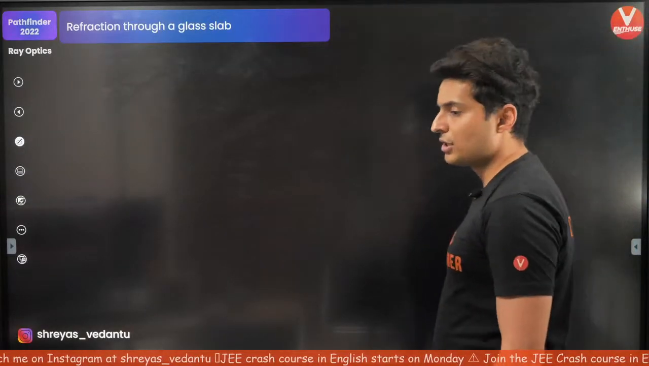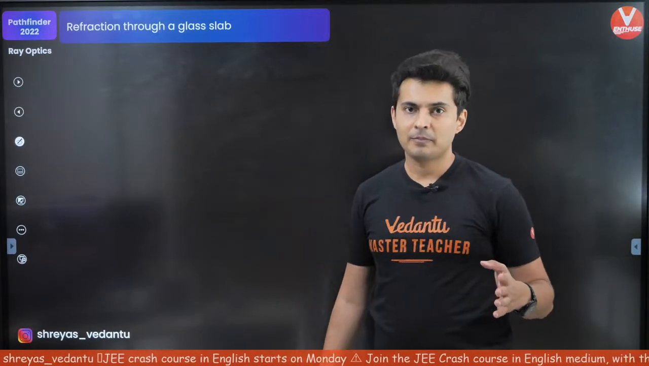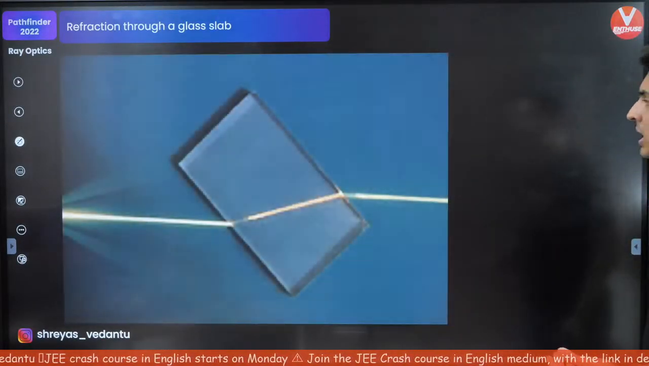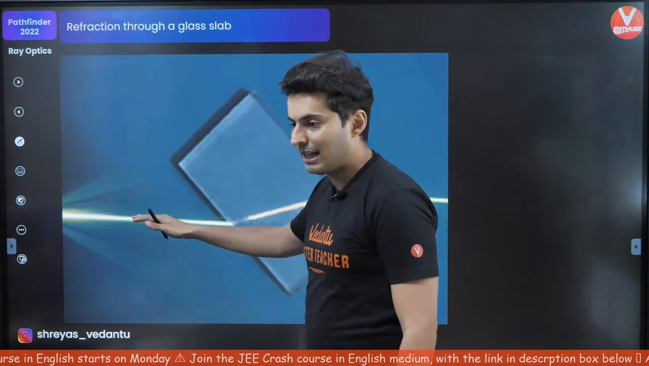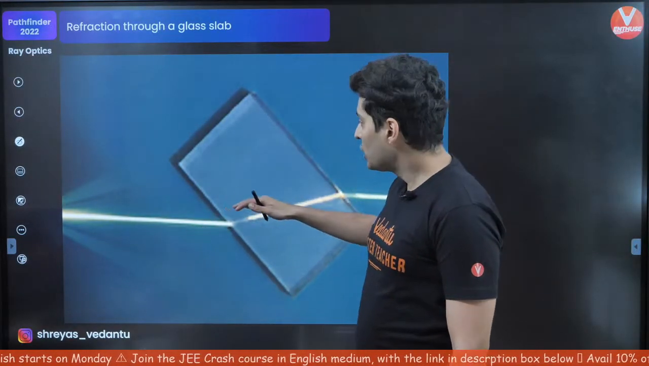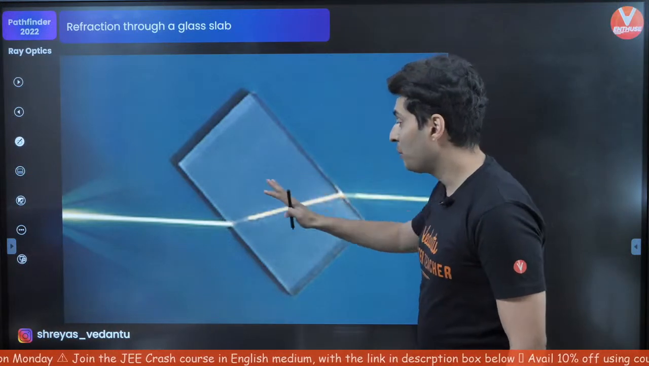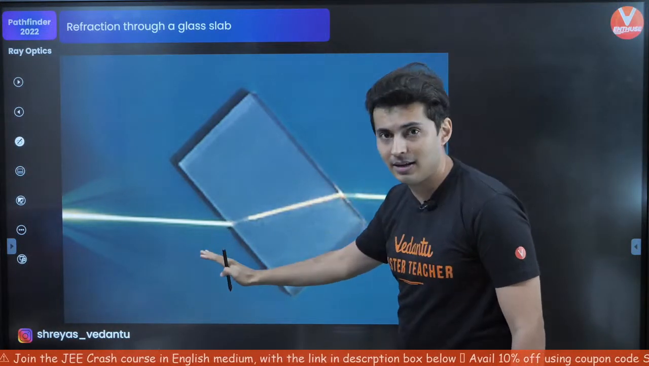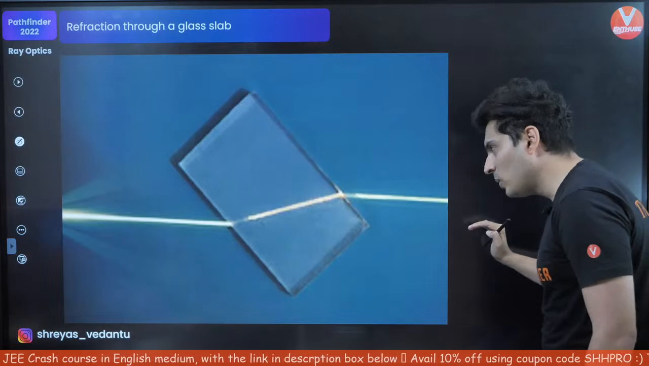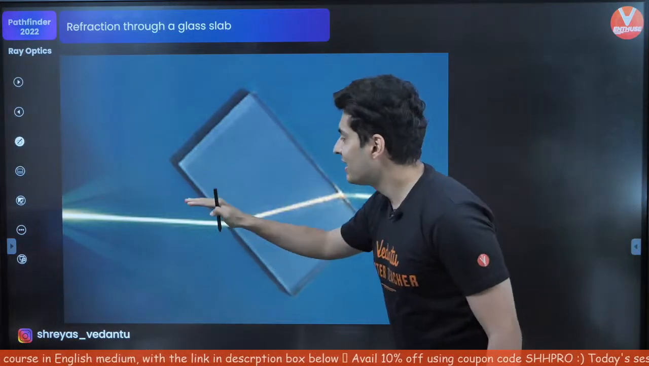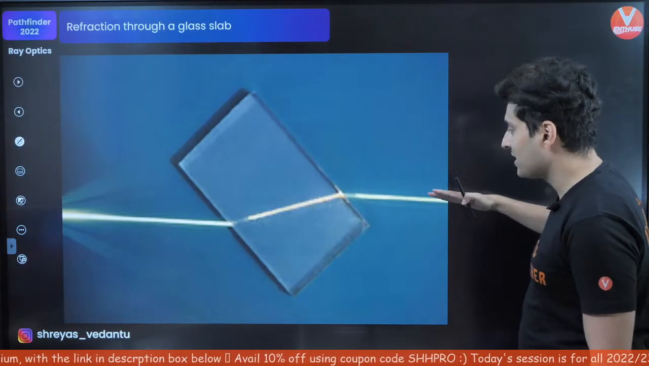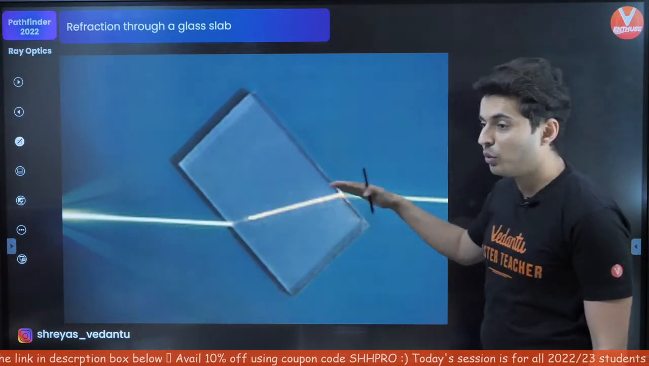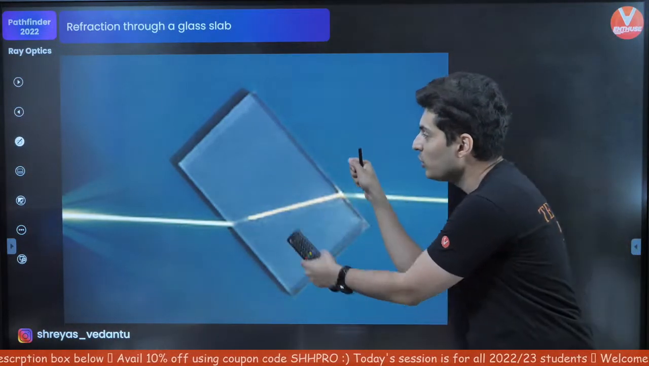Okay. Refraction through glass slabs. Very important topic, and that's what we're going to see now. When light falls on a glass slab, you will see it gets refracted. But since the edges are parallel, by the time it comes out, the final emergent ray and the incident ray are both parallel, no matter how you turn it.